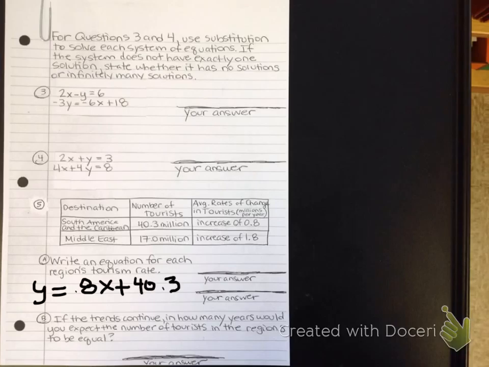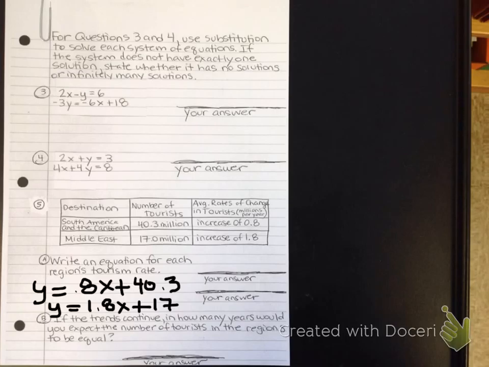And then the second equation, which would be the Middle East, could also be equal to y. The rate is 1.8, which is our slope, and then plus 17 million for what they already have. So those would be our two equations.